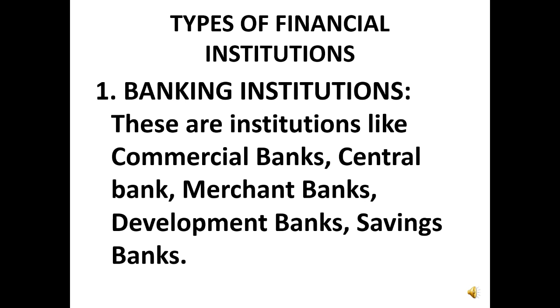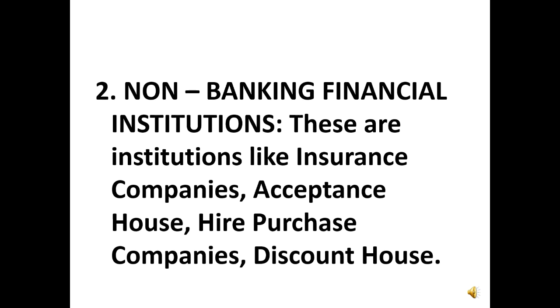Now, types of financial institutions. There are two major types of financial institutions. The first one is the banking institutions. These are institutions like commercial banks, central banks, merchant banks, development banks, savings banks. The next category is the non-banking financial institutions. These are institutions like insurance companies, acceptance houses, hire purchase companies, discount houses, and lots more.